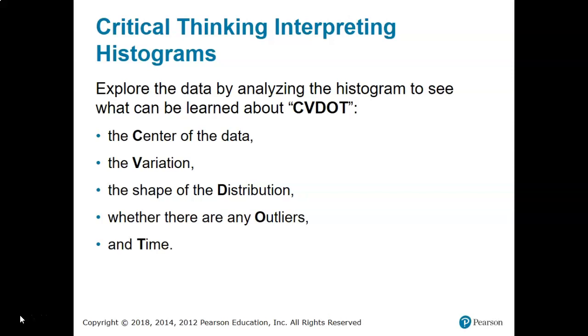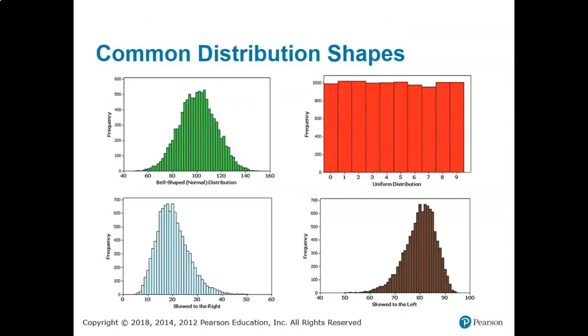Okay, when starting to interpret histograms, there's several things that are important to remember. You want to think about the center of the data. You want to talk about how the data is varied or spread out. What is the shape of it, and whether there are any outliers, and also the time factor with that. Okay, so some common shapes that you should be familiar with for distributions.